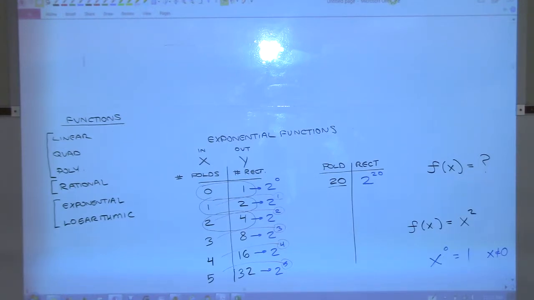Uh-oh. Where's my calculator? There it is.